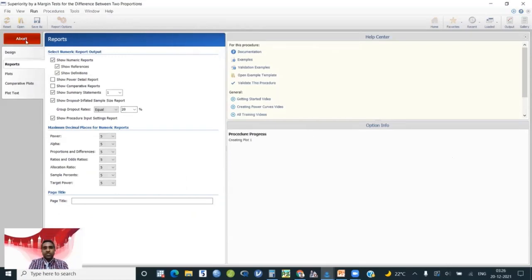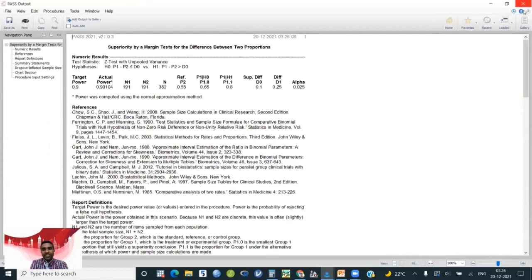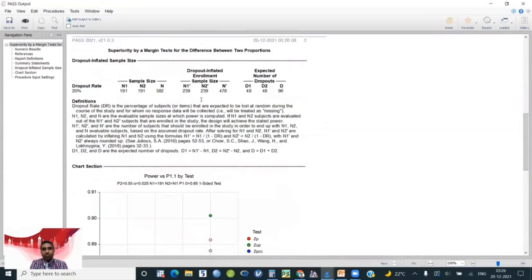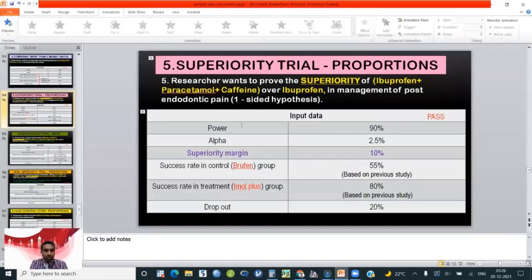Let us calculate the sample size. So we need at least 191 samples, and considering the dropout, we need 478 samples, 239 per group, to prove that imol plus is superior over brufen in post-neurotic pain management. This is very important. Okay. So if you have a thought of considering some superiority trial, we have to do a sample size in this way. So what the researcher has to give is the superiority margin.